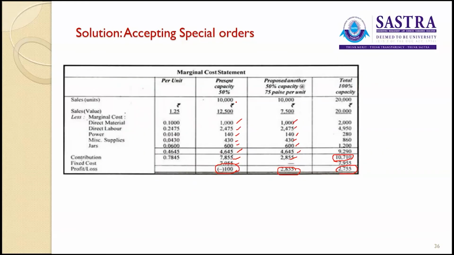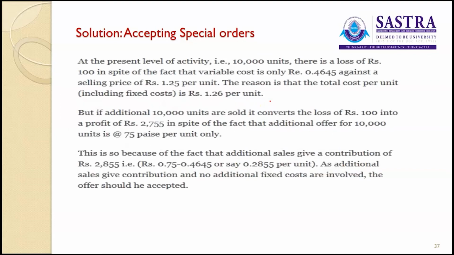See here, we have a selling price of 75 paise, but we don't have the same selling price here. Next is this. Because the additional sales give a contribution of 2,855, and no additional fixed costs are involved, the offer can be accepted.